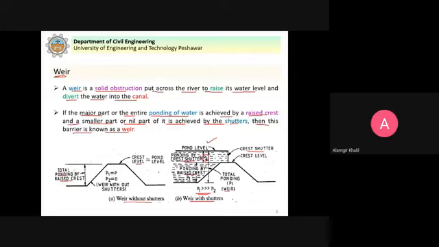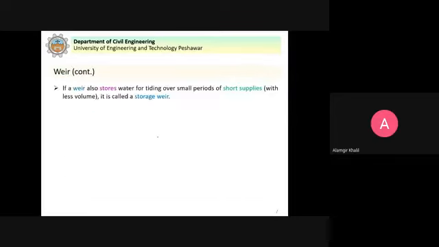So it means that in case of a weir, maximum ponding is done by the raised crest of the weir, and a smaller part or nil part of ponding is achieved by the shutters. If a weir also stores water for tiding over small periods of short supplies with less volume, it is called a storage weir.